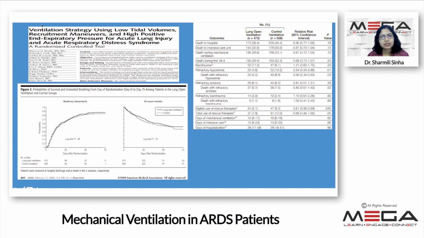Now, what is this? This is a trial which was published around 2008, which compared a ventilation strategy using low tidal volume, which came out in the year 2000, versus a strategy which used recruitment maneuvers and high positive pressure, for acute lung injury and ARDS patients. Just give me a moment.